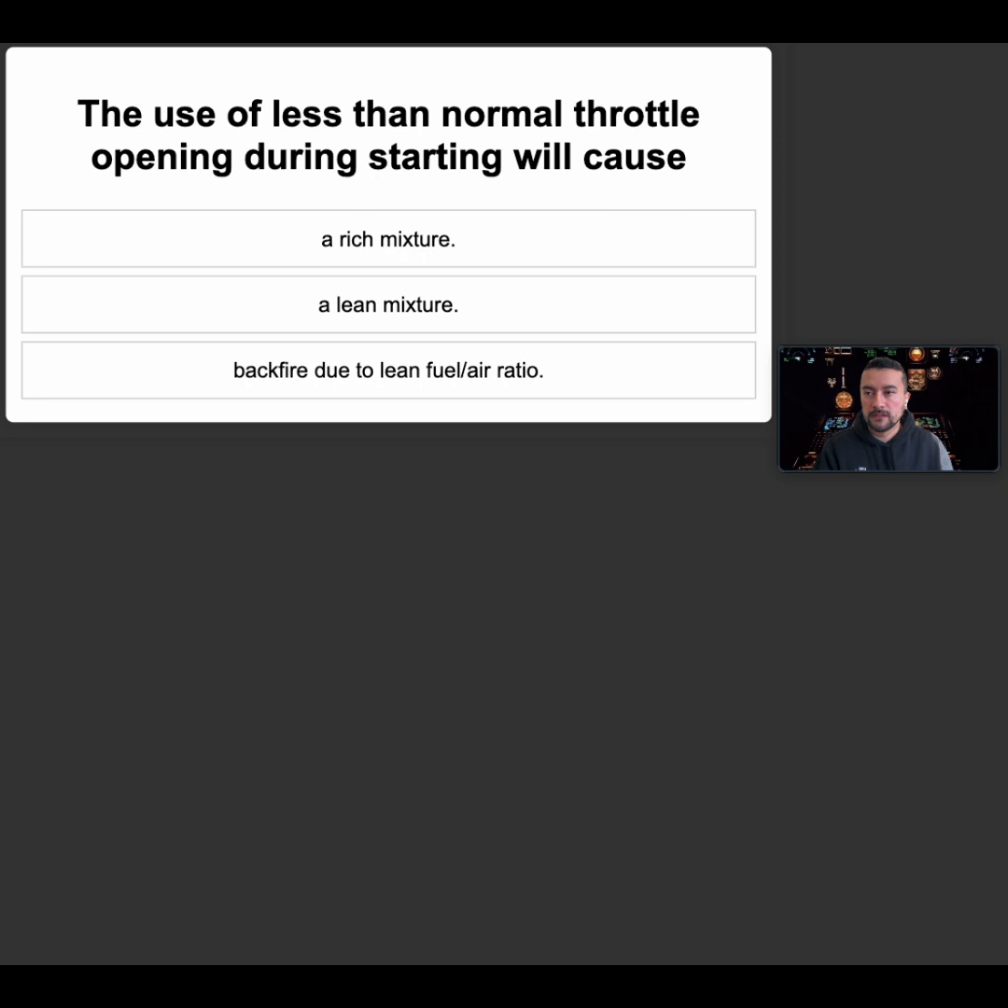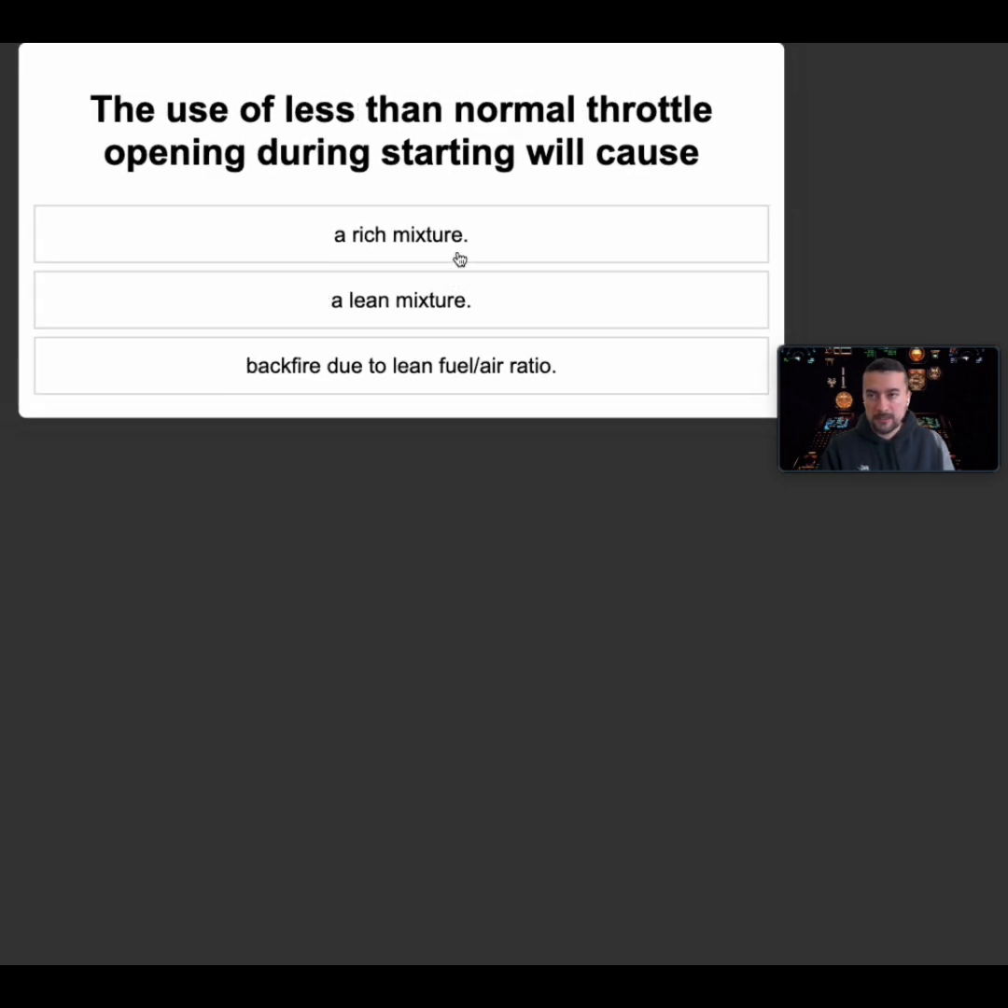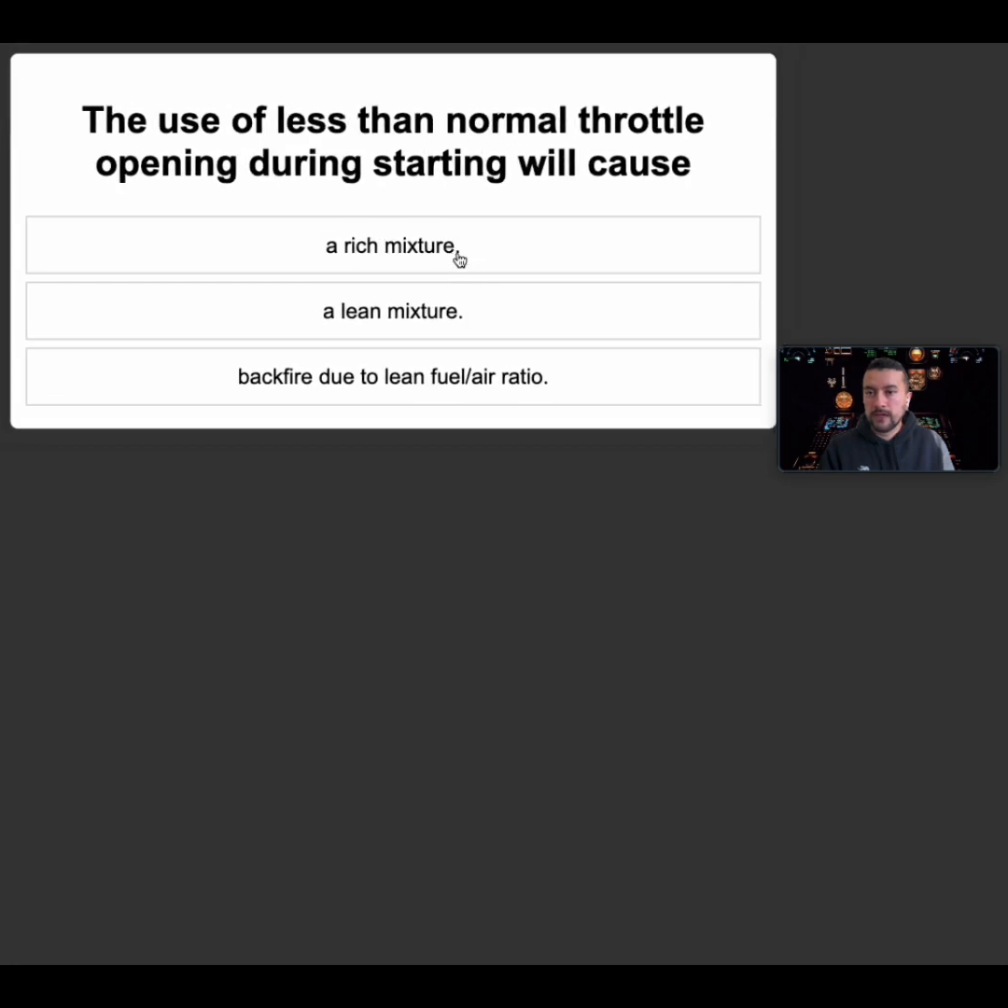Okay, that's good. Next one. The use of less than normal throttle opening during starting will cause a lean mixture, a rich mixture, or a backfire due to lean fuel air ratio? A rich mixture. Don't play with that.